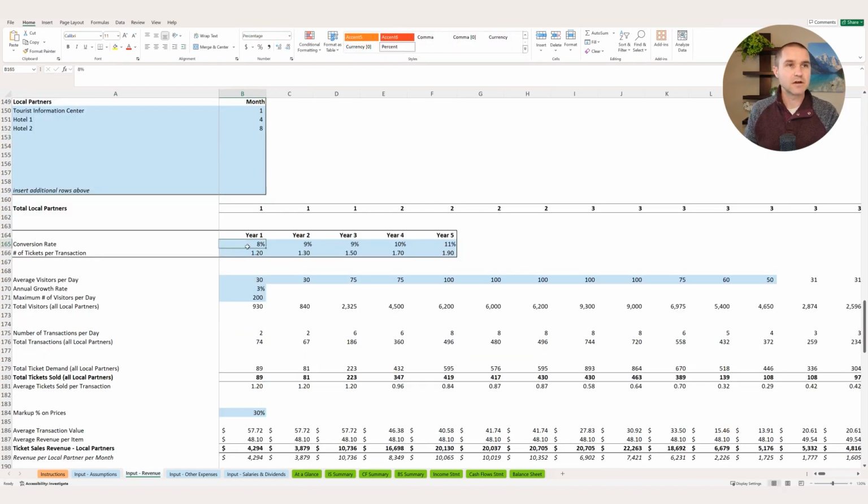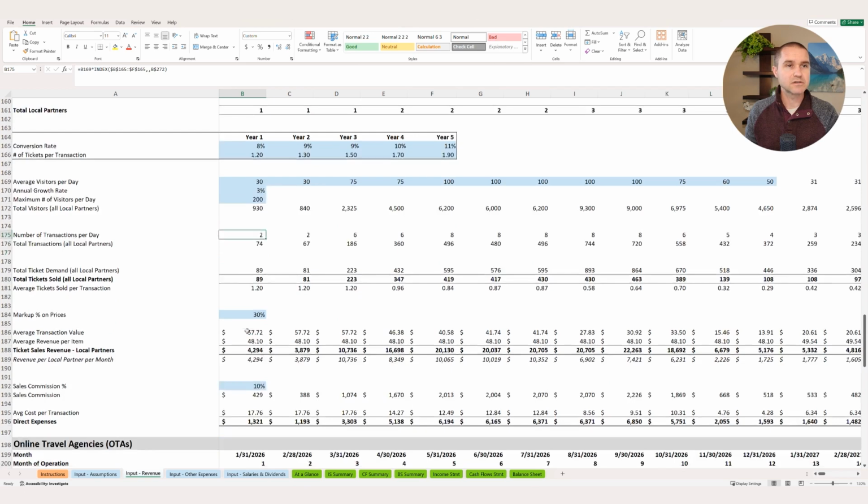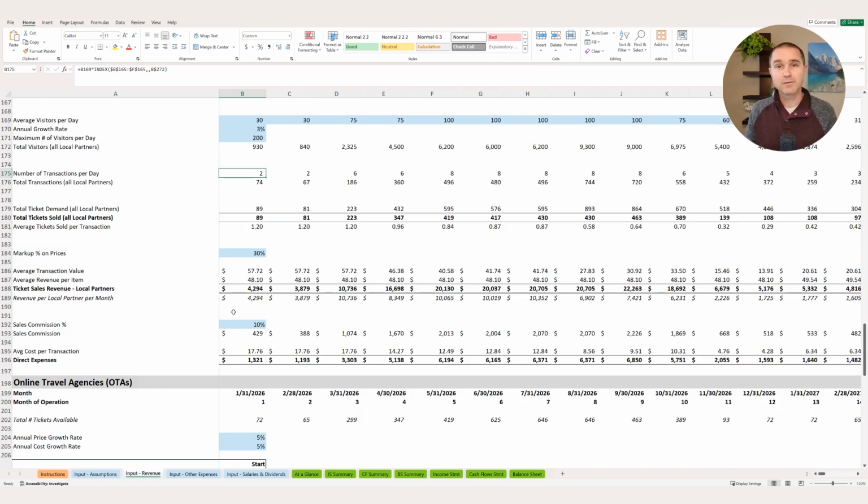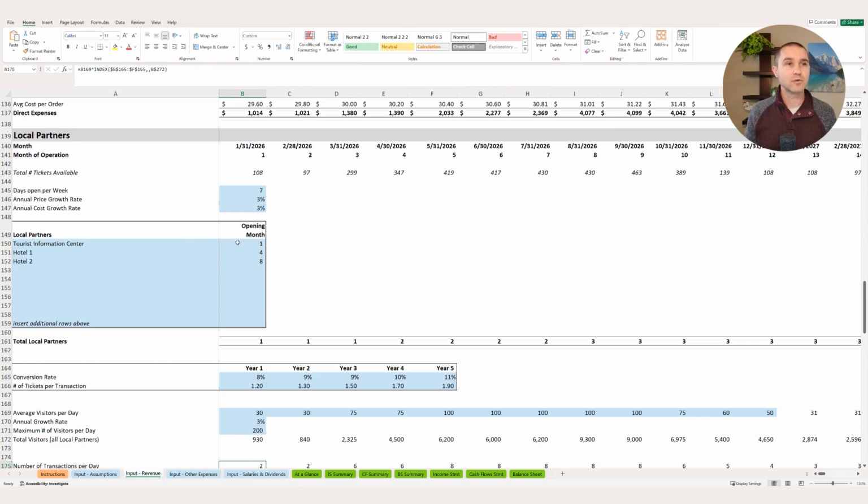We can set our conversion rate, average visitors per day. And again, ultimately, this kind of gets us to this number of transactions. A lot of this could be overkill depending on the sophistication of your tour business. If you don't have these local partners, and that's okay, you can just zero out this section. So you could put zeros in this blue section.